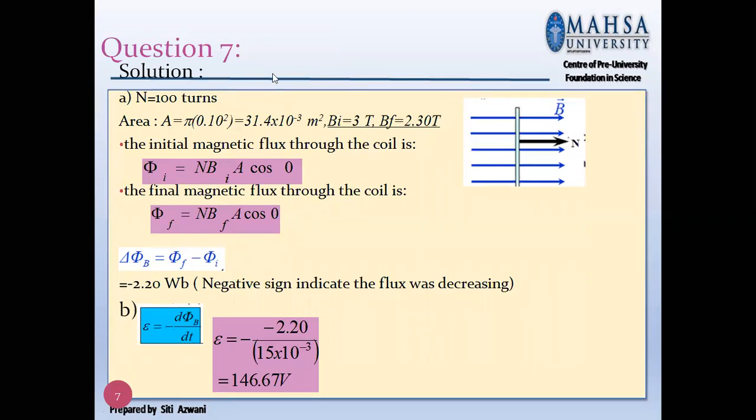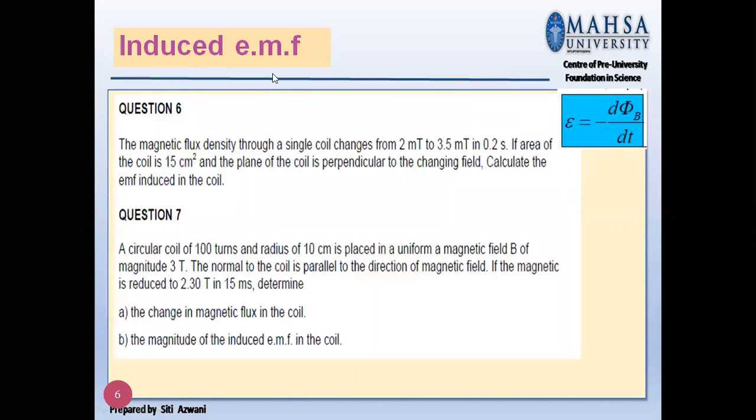Okay, question 7, solution. Before that, let's read the question here. You have a circular coil of 100 turns. The radius of your circular coil is 10 cm, placed in a magnetic field B of magnitude 3 Tesla. The normal to the coil is parallel to the direction of the magnetic field B. Now, the normal, the N direction, is parallel to the magnetic field B.